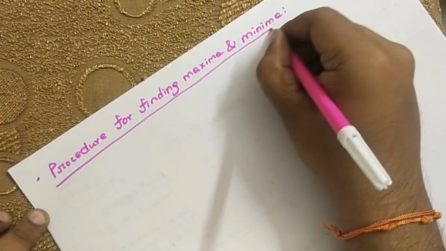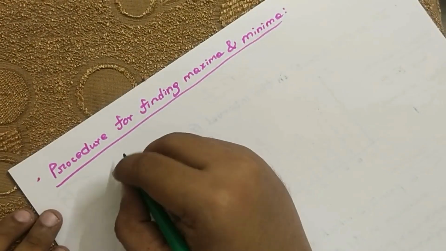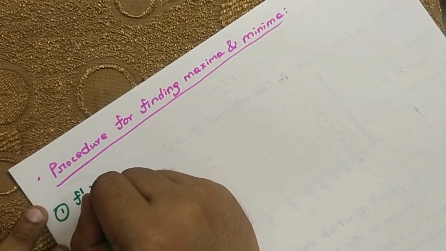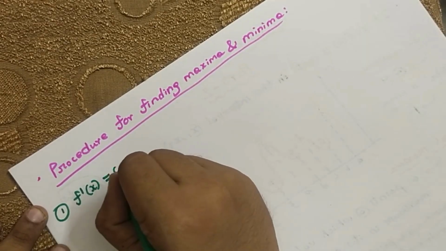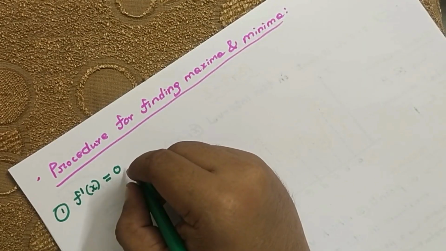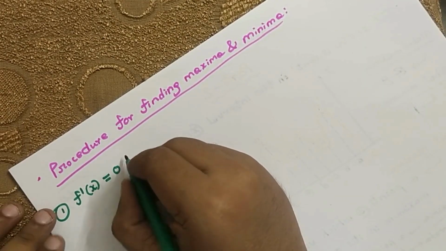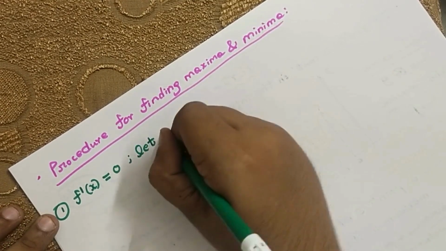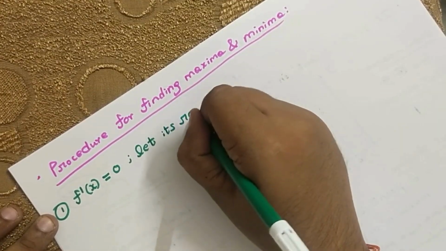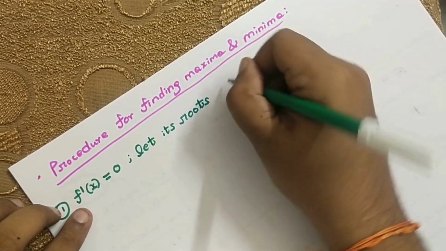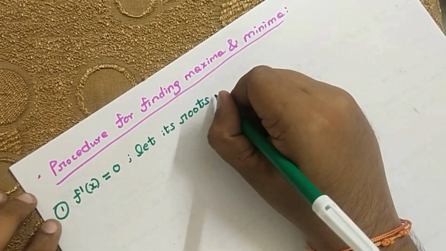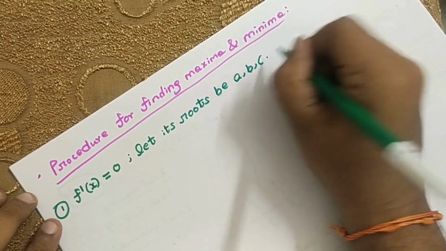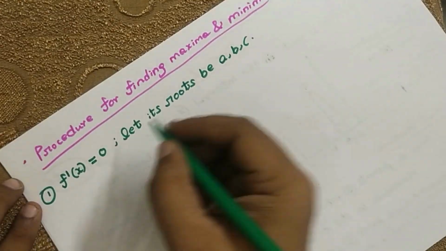Already at the +2 or +1 level we would have seen it, but again let's discuss. First we have to make f dash of x equal to 0, and find out the values of x corresponding to that equation, and we can call them roots. So let its roots be, let's assume, a, b, c. And this is the first step.